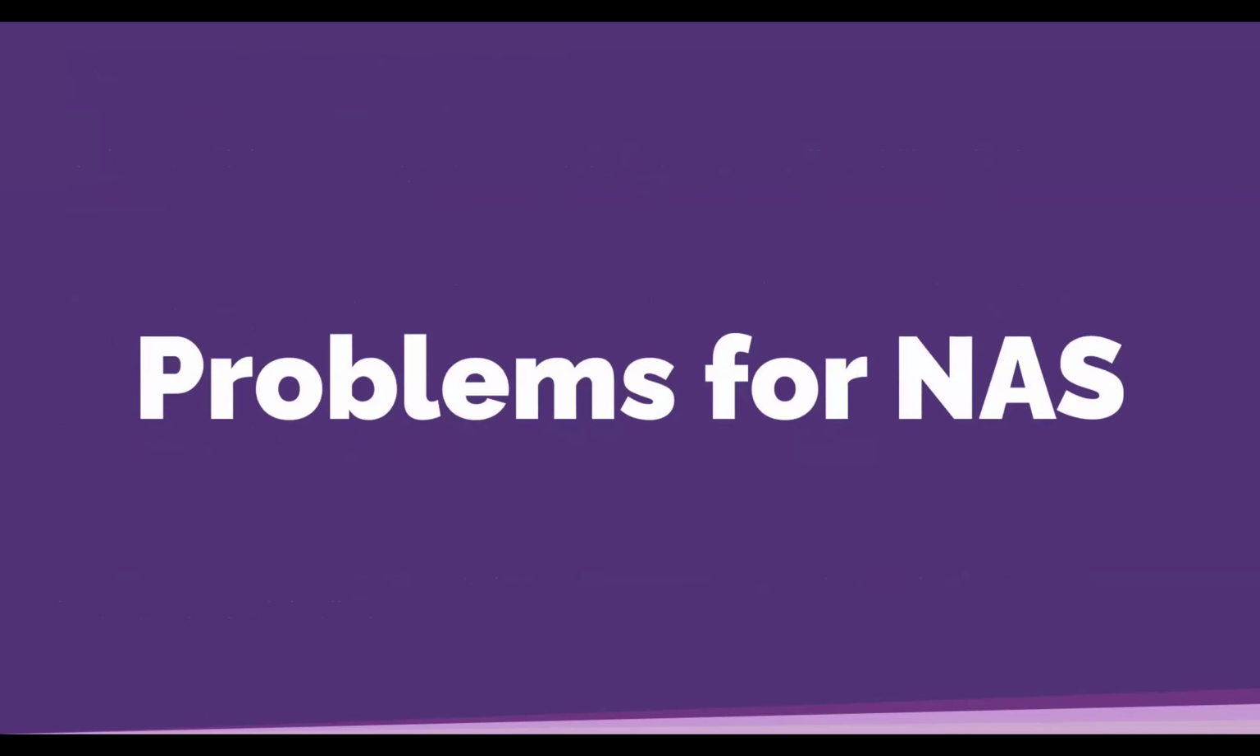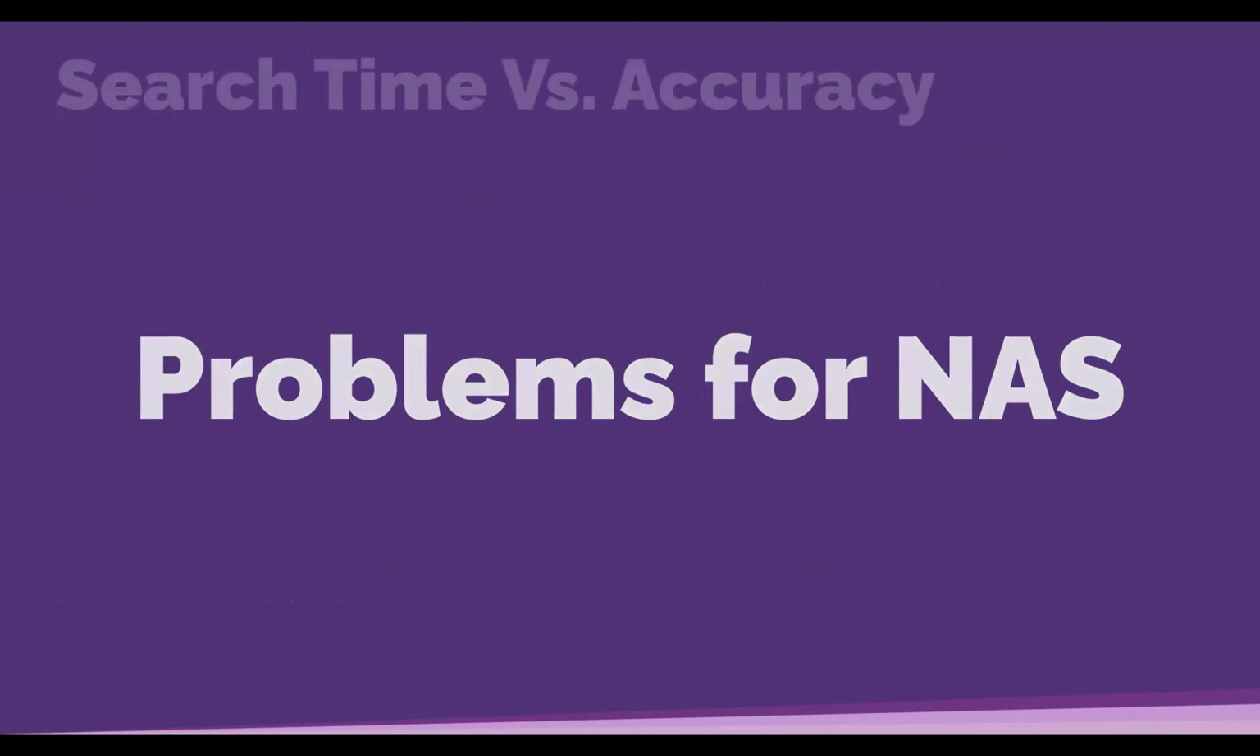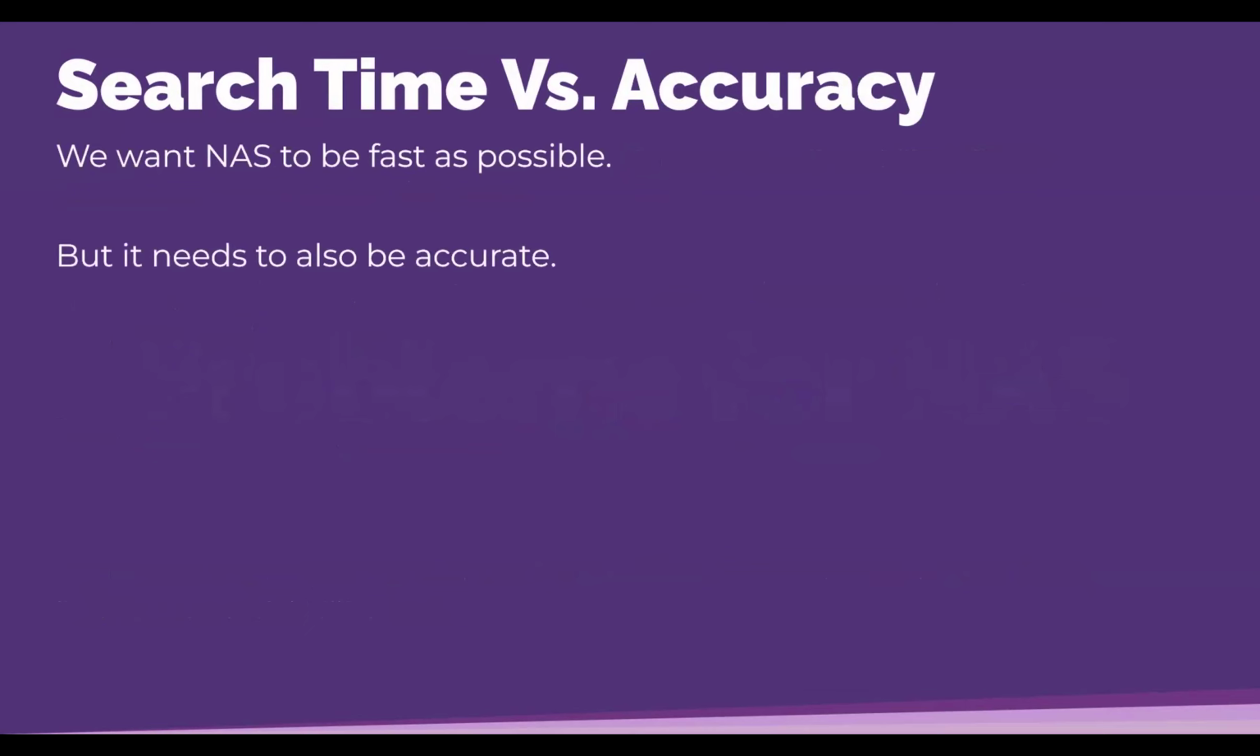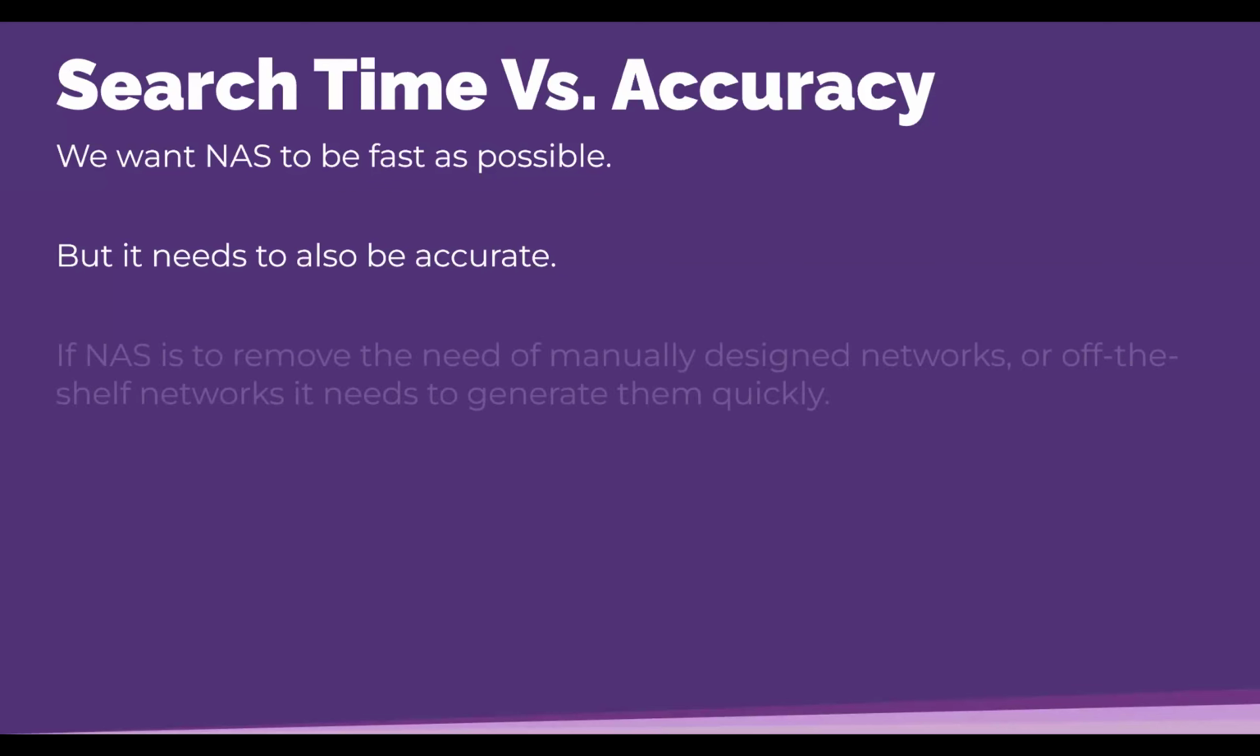So I've talked about problems in NAS, but I want to now focus on the future and problems for NAS. So these are things that we want to work towards, or that I think NAS would be a very good thing to use. And the first one has been probably surprising. It's the search time versus accuracy. Ever since the original NAS paper, we've tried to make it faster and faster. We want NAS to be as fast as possible, but we do need it to be accurate. And this tends to be a trade-off. The higher accuracy we want of being the best network, the slower it takes to actually train it.